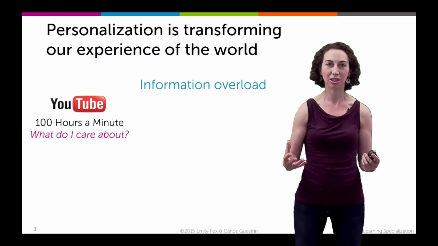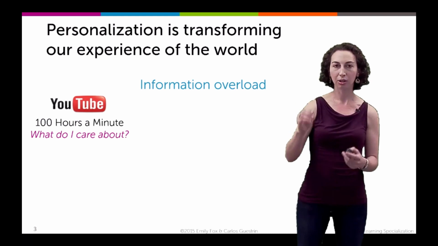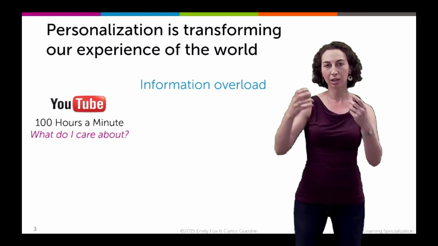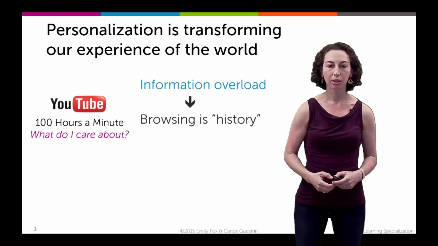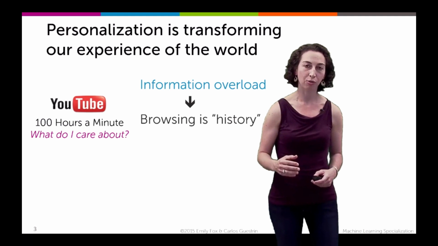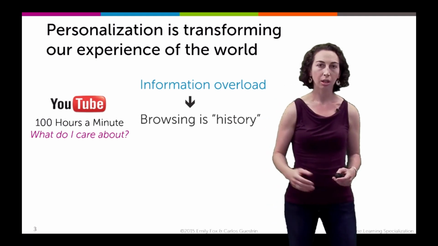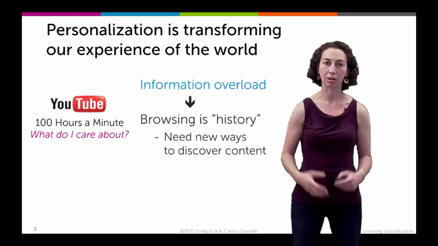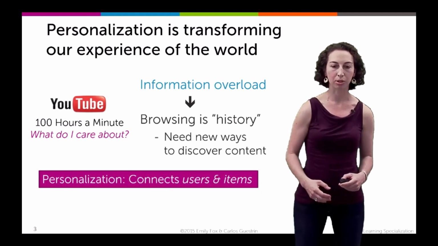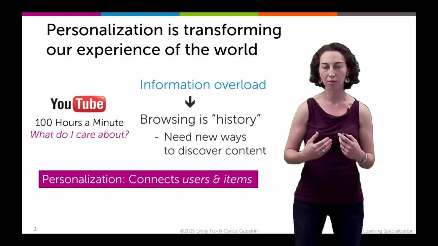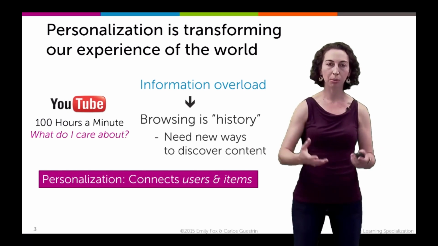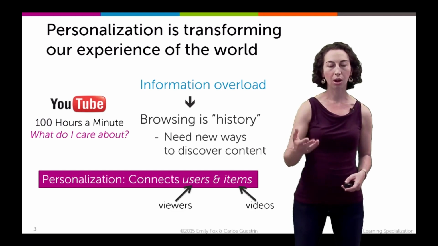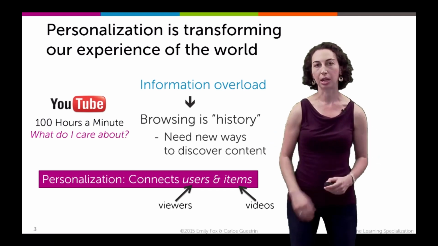There's just way too much content there for me possibly to find what I'm interested in without somebody helping that content come to me. So the traditional form of browsing is history. There needs to be some way in which the content that's relevant to me is automatically discovered. And so this is the notion of personalization, where we want to connect users like myself who goes to YouTube, and items, which in this case are going to be videos on YouTube, need to somehow be connected.